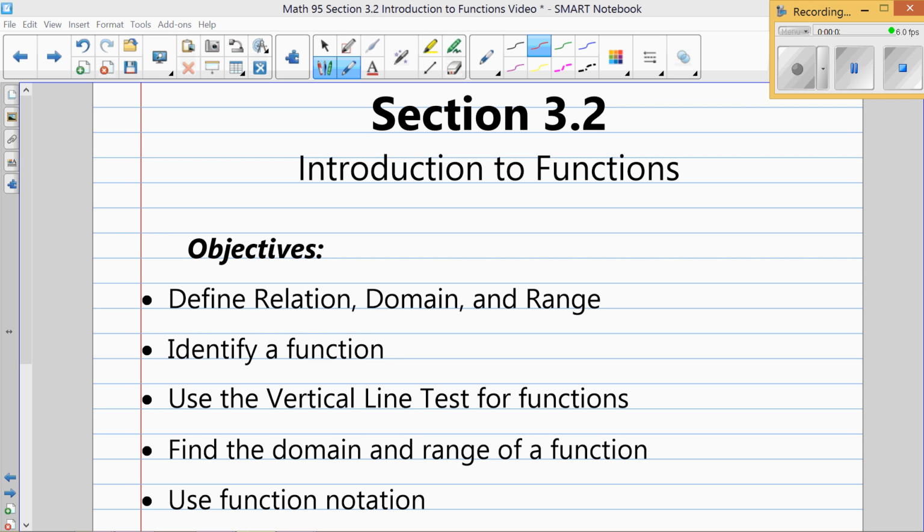Welcome back. We are looking at doing this second half of section 3.2 in Math 95. So far, we have defined relation, domain, range, and function. And we've learned how to identify a function based on its domain and its range. So we are now going to look at the vertical line test, and then finding the domain and range of a function. Once we know something's a function, finding its domain and range. We will also practice with something called function notation.